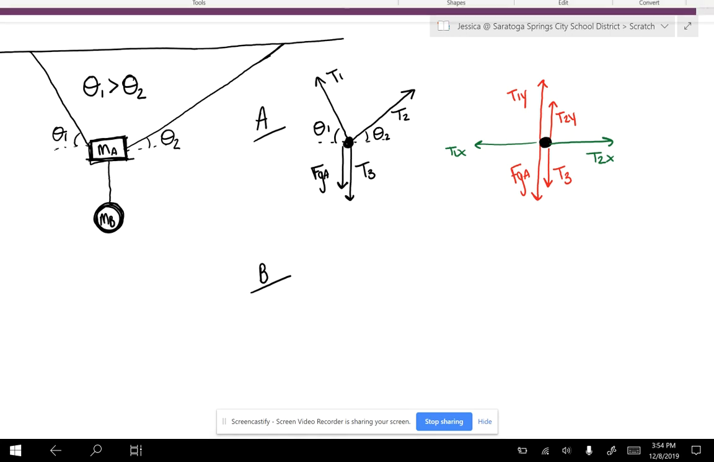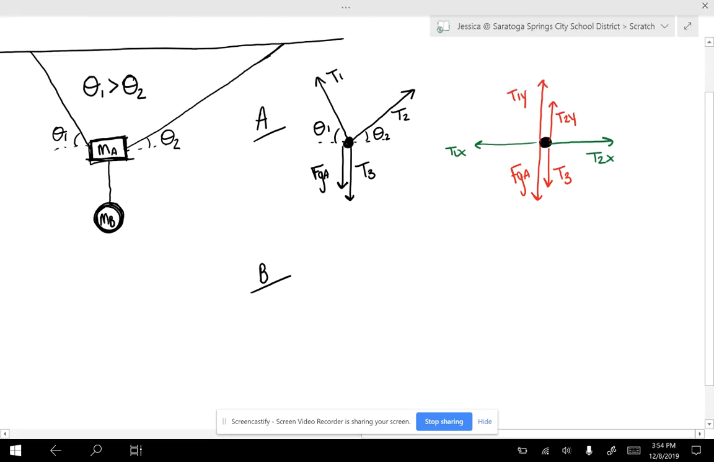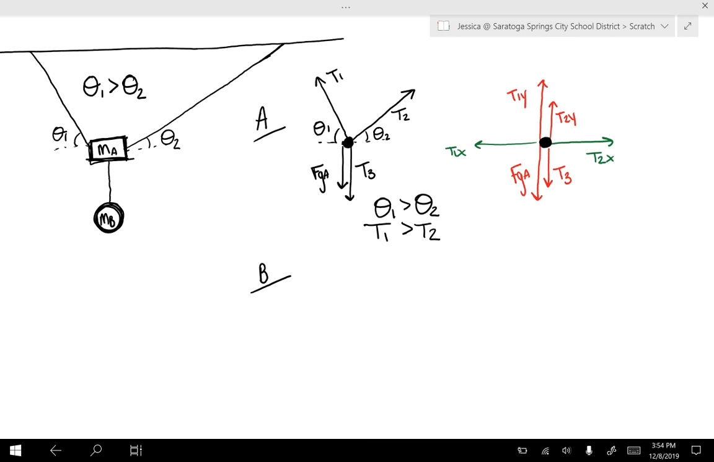Okay, so some things I want to talk about before we move on to the free body diagram for B. First thing is whenever you have an object that is pulled by tensions at two different angles, whichever one has the larger angle with the horizontal, so in this case, theta 1 is greater than theta 2, that tells you which tension is larger. So T1 is going to have a larger value than T2. Yes, parts of T1 and T2 might be the same, but T1 is going to be larger than T2.